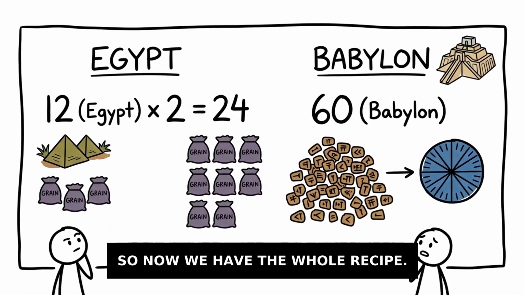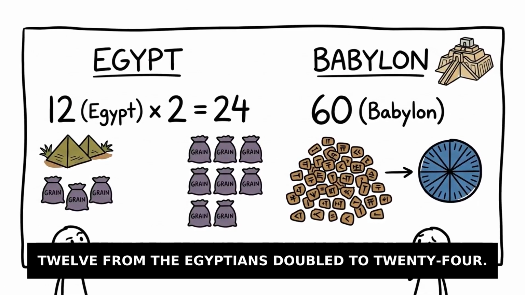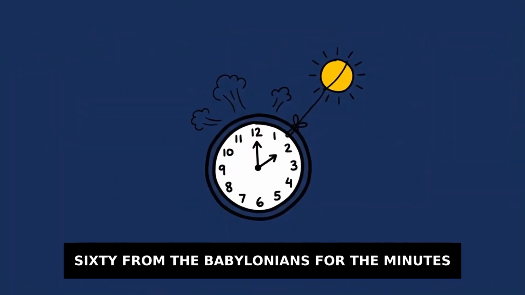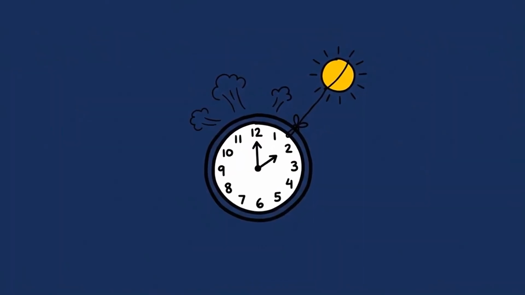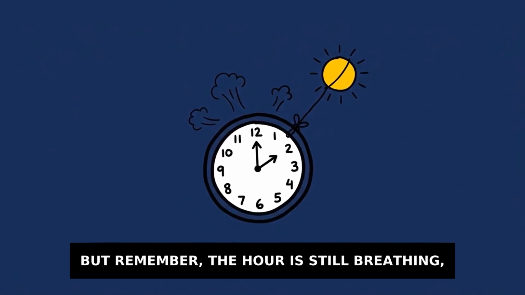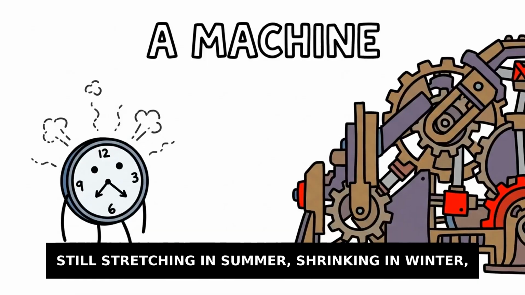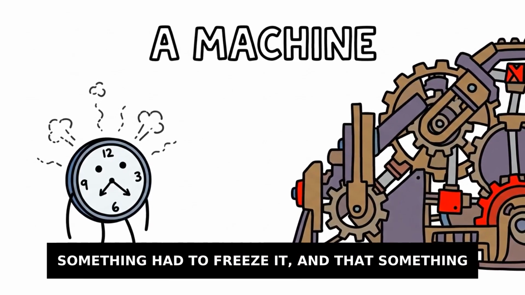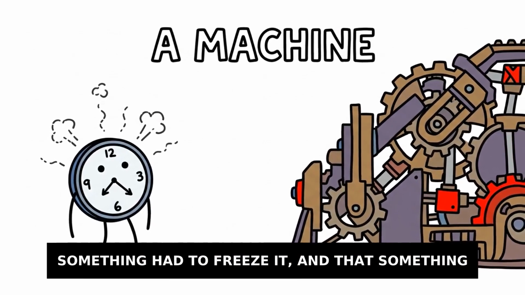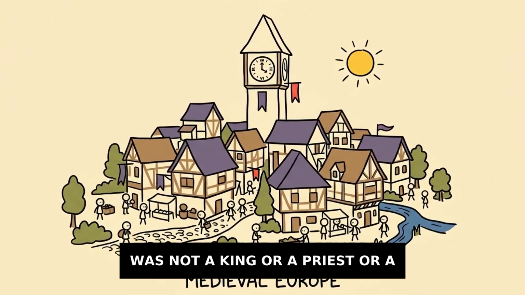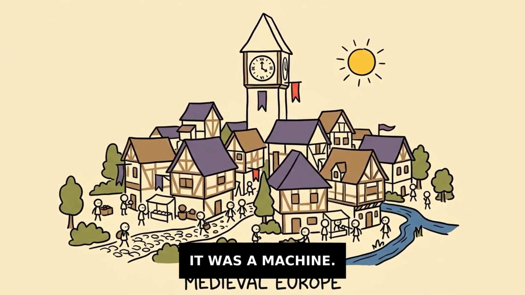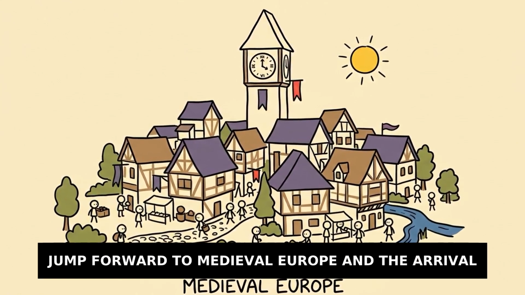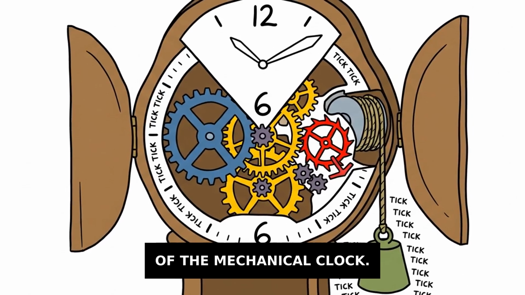So now we have the whole recipe. 12 from the Egyptians doubled to 24. 60 from the Babylonians for the minutes and seconds. But remember, the hour is still breathing, still stretching in summer, shrinking in winter, still tied to the sun. Something had to freeze it, and that something was not a king, or a priest, or a scientist. It was a machine. Jump forward to medieval Europe, and the arrival of the mechanical clock.